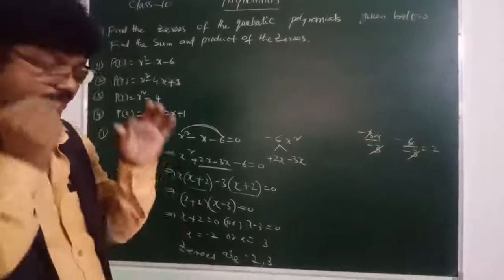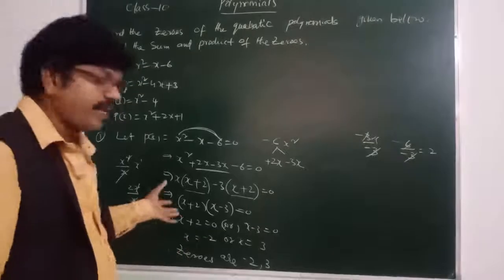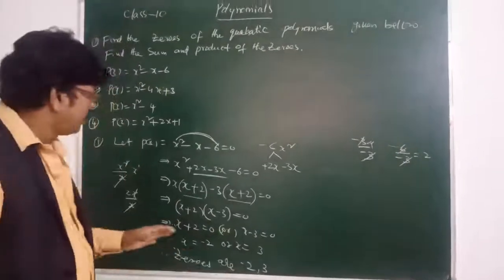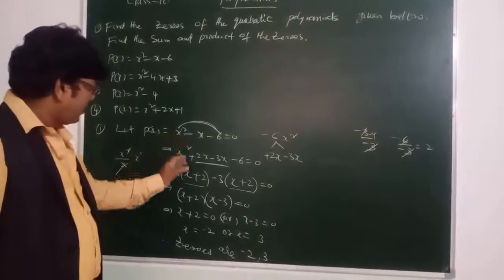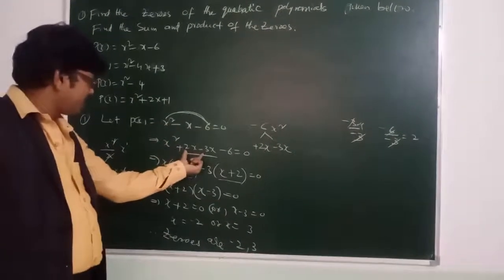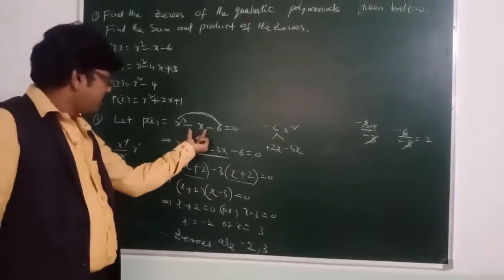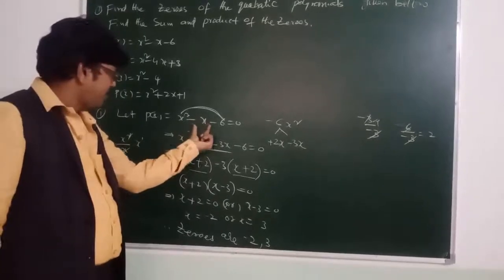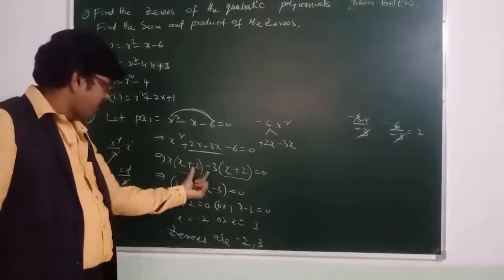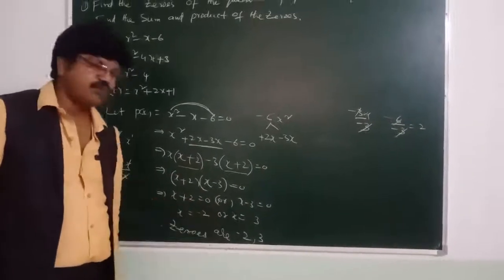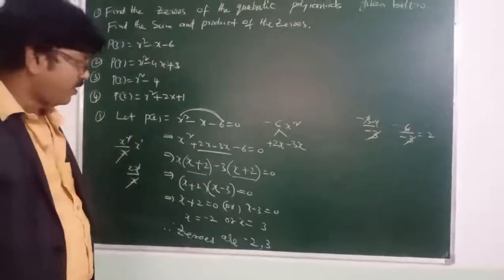That's it. This is how we solve this problem and find the zeros. Only the second step: we write the middle term as the sum of two terms, then take common, and then equate to 0. That's how we find them.